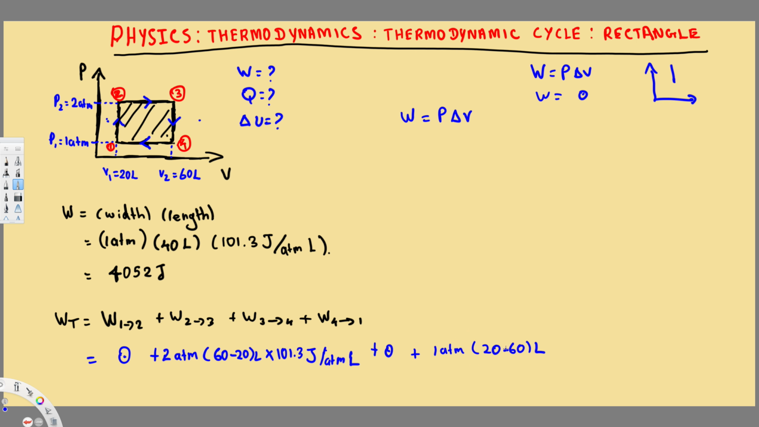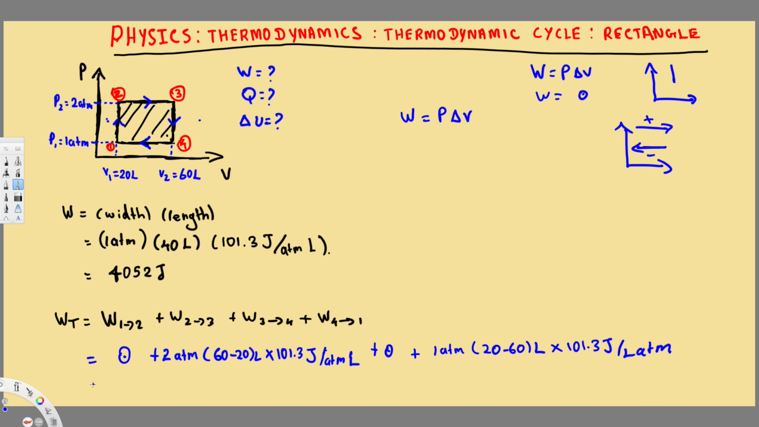This answer is going to be negative, because whenever we are in a PV diagram, if we have the work in this direction, that's always negative. And if we have work in this direction, that's always positive. So in this way, you know you have to get a negative answer right here. And here again we have atm liter, we have to convert this into joule, so we multiply this by 101.3 joule per liter atm, right?